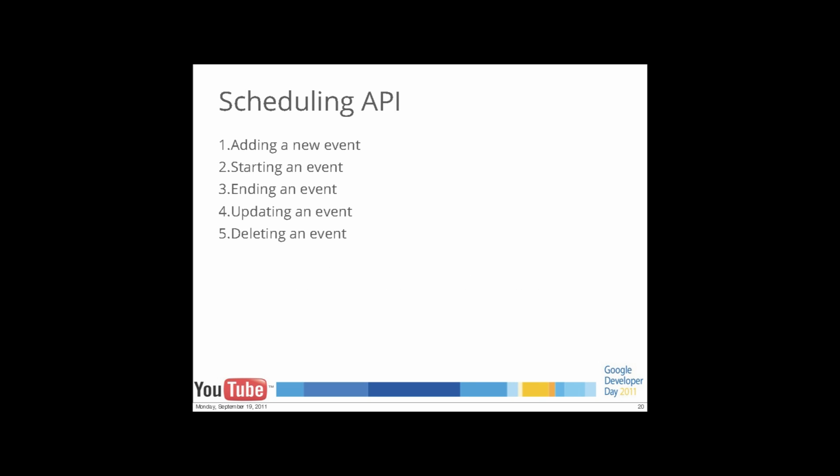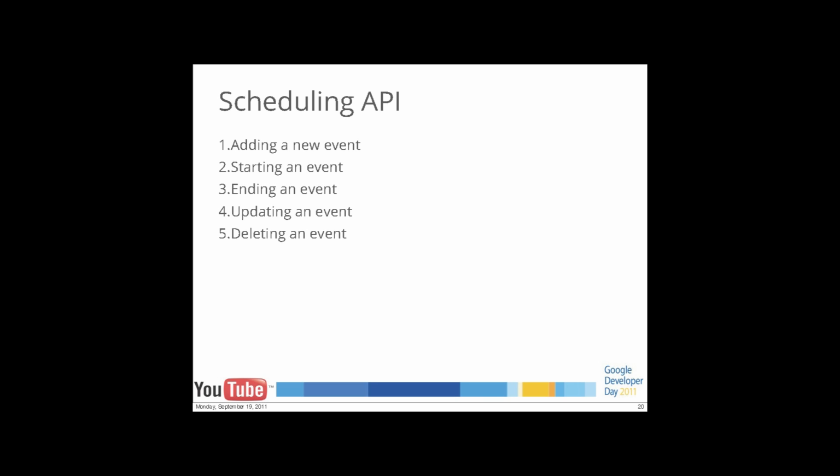Okay, so that was the discovery API. Now let's talk a little bit about the scheduling API. So we offer the ability to actually interact with the backend using this API. So rather than using the user interface on youtube.com that I showed you a screenshot of a little earlier, I can actually use the API to do the same thing. And as you would expect, I can create an event, start and stop an event. I can change the metadata about the event and delete an event.